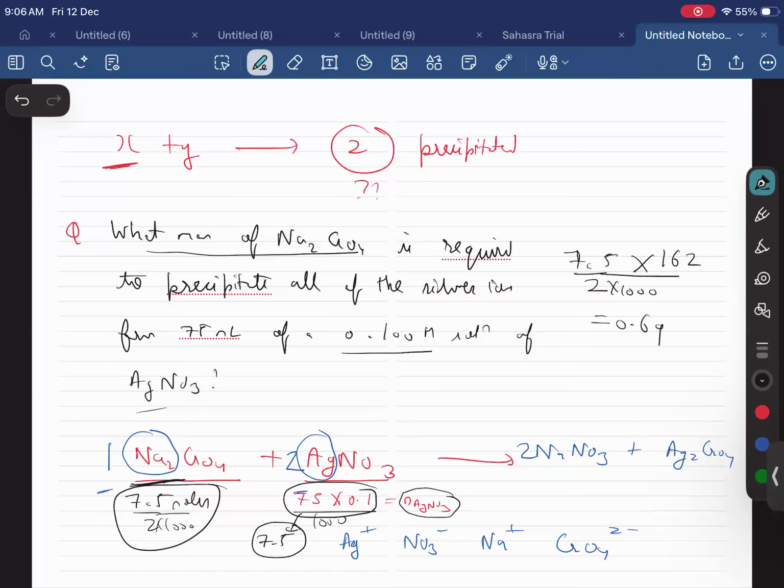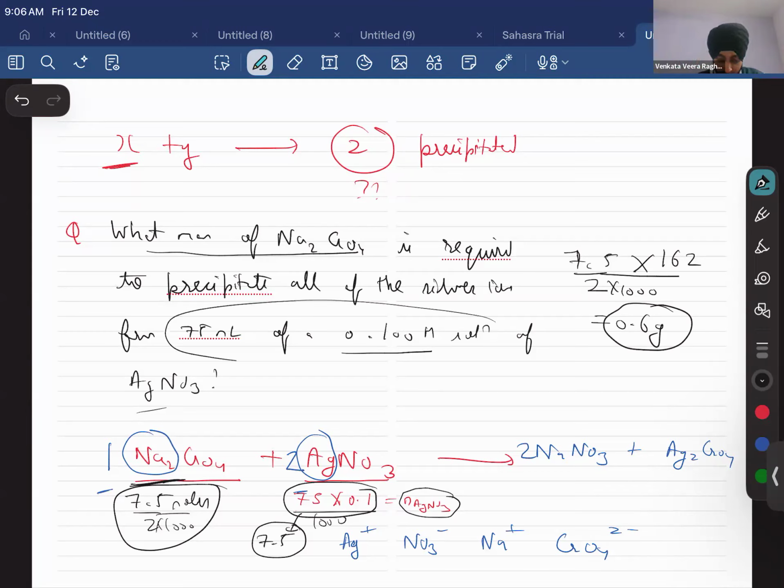Yes, 0.6. So where are you making the mistake? I want to understand that. Yes, sir, a good question. See, I just found the mole of one species whose data was given to me. The data for AgNO3 was given to me. I found the mole of AgNO3. Then, according to the stoichiometry, I found the mole of Na2CrO4 and then just multiplied with the molar mass of Na2CrO4 to find the mass of Na2CrO4. Is it okay? Yes, sir.